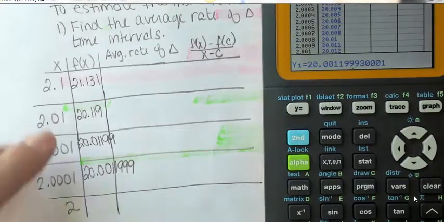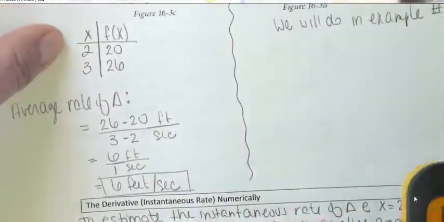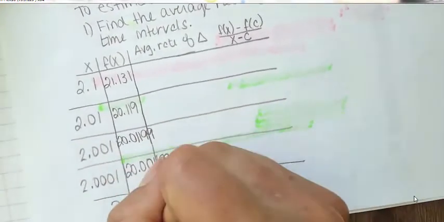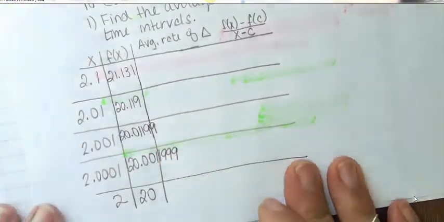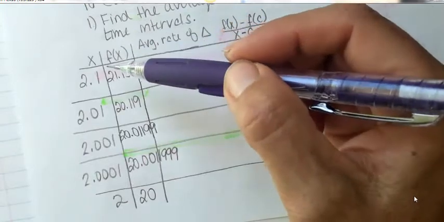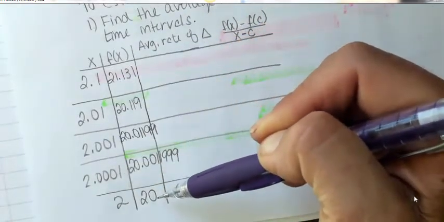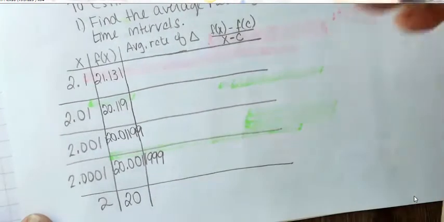And then at 2, I already did that up above. So the output is 20. So you can see that, as I get closer and closer and closer to 2 seconds, it's getting closer and closer and closer to 20 as 20 feet for its height.